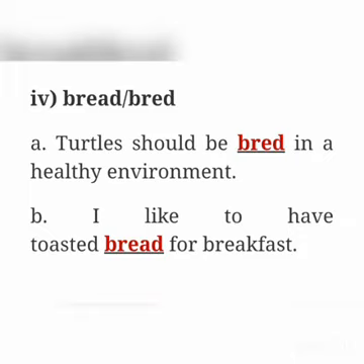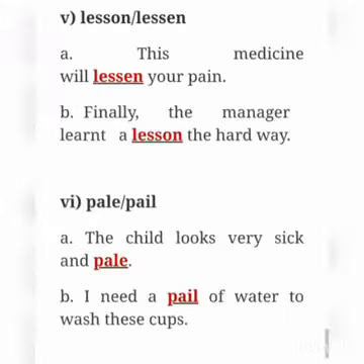Fourth one, bred, bread. Turtles should be bred in a healthy environment. BRED. I like to have toasted bread for breakfast. BREAD. Fifth one, lessen, lesson. This medicine will lessen your pain. LESSEN. Finally, the manager learnt a lesson the hard way. LESSON.